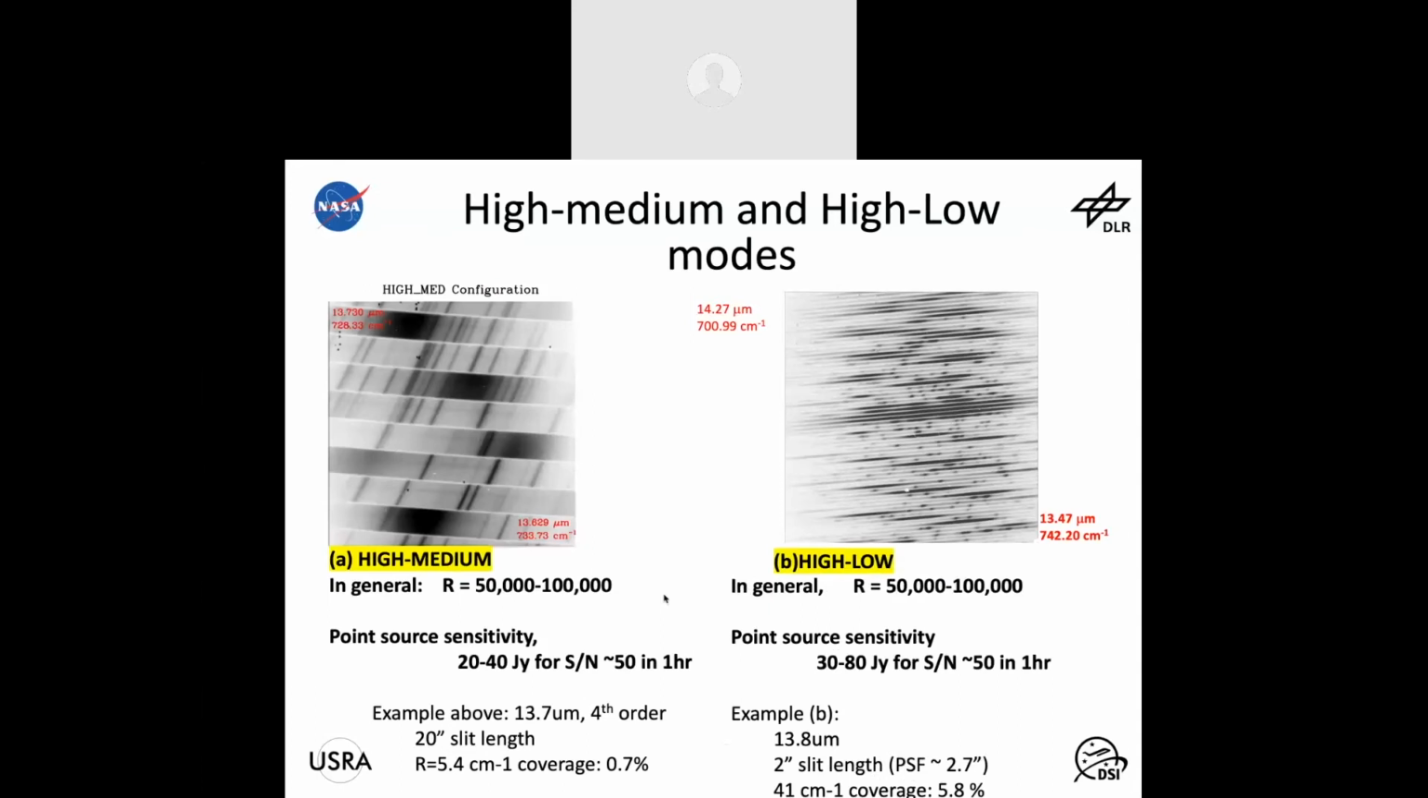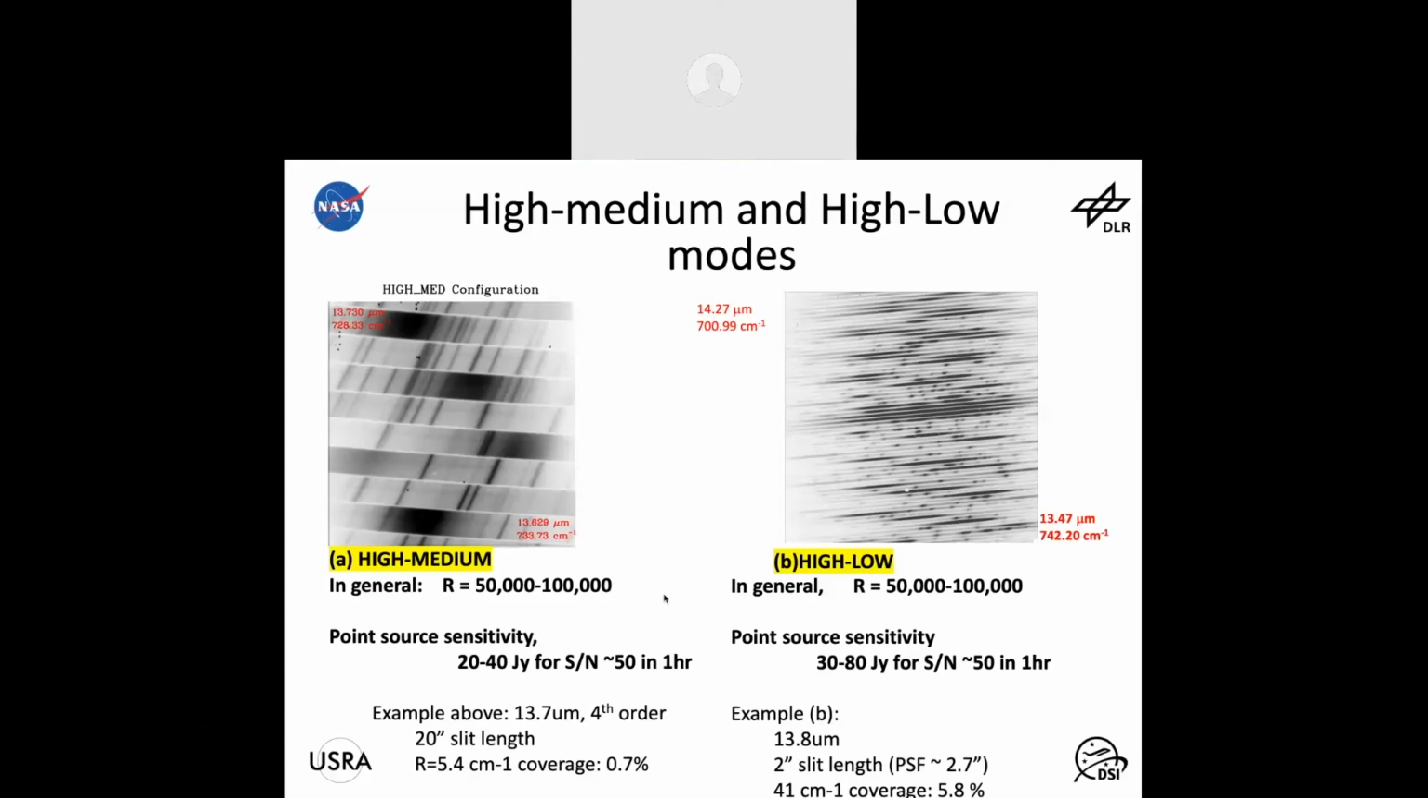So high-medium and high-low are really where we're optimized for narrow line work at high resolutions that benefit that kind of interest. So the resolutions in either one of those are entirely set by the choice of the slit width. So you can get R of 50,000 to 100,000, whether you're in the high-medium or the high-low configuration.